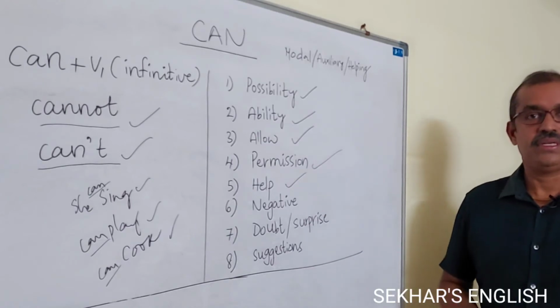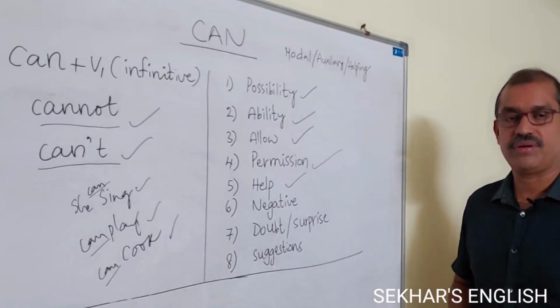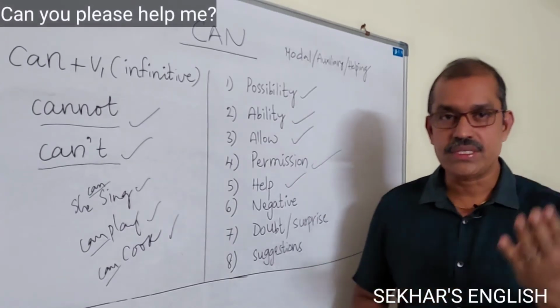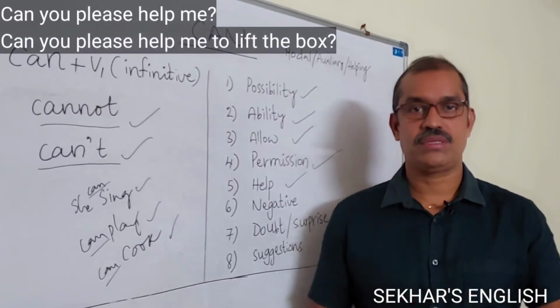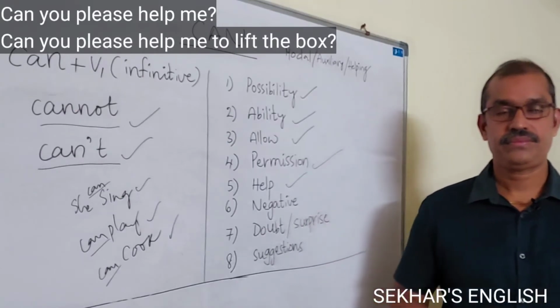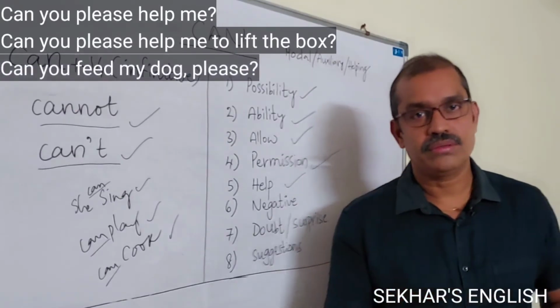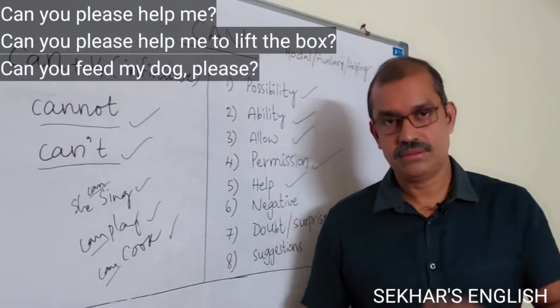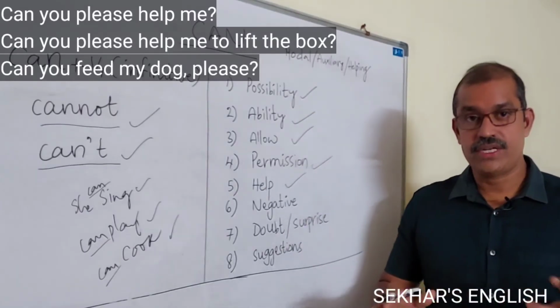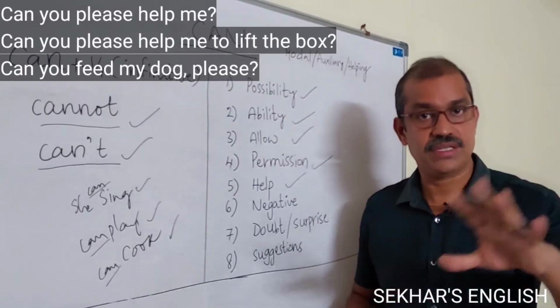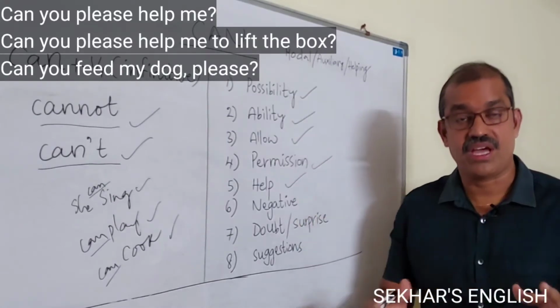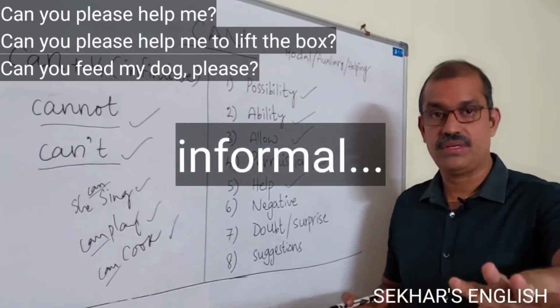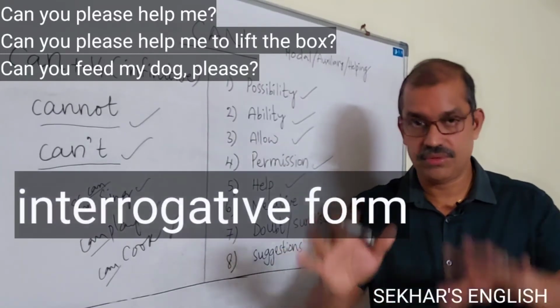Help. It is also used in question form. Can you please help me? Can you please help me to lift the box? Can you feed the dog? Can you feed my dog, please? Right? Friends, you have to remember one thing here: asking for permission or asking for help with can is informal and it should be expressed in question form, right?